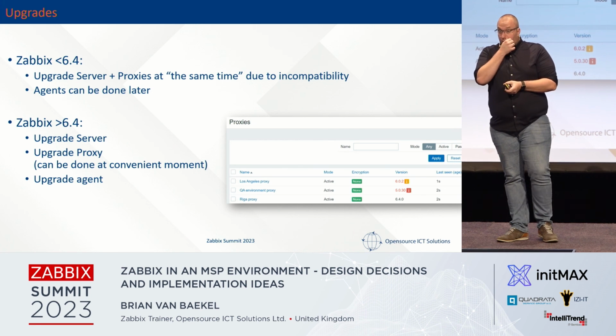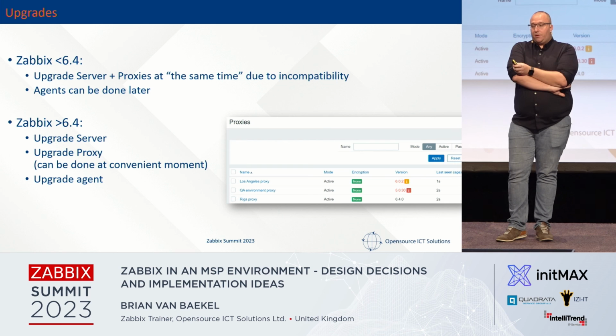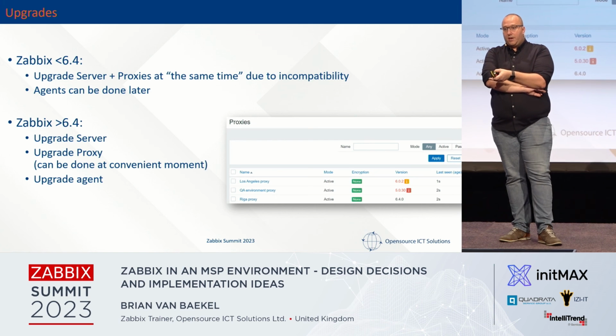Starting from 6.4, we can have that mismatch in a major version. So we can upgrade our Zabbix server, and then we have time to upgrade our proxies. And that's mainly because the proxies keep on sending the data, can execute remote commands, and well, that's giving us a time frame to upgrade.